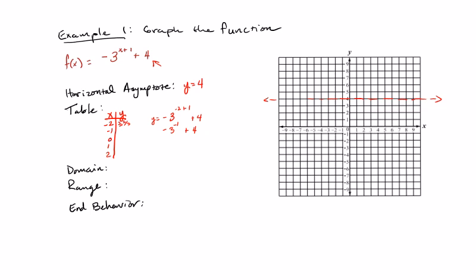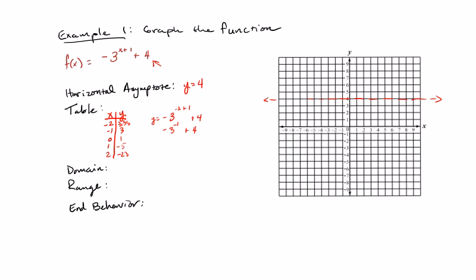If I plug in -1, that would be 0. Anything to the 0 power is 1, but then apply the negative. So that'll be -1. And then plus 4 is 3. And then if I plug in 0, that's going to be 3 to the first power, which is 3. Apply the negative, and then plus 4, so it's 1. Plug in 1, that's going to be 9, negative, and then -5. If I do 2, that's going to be -27 plus 4 is -23. I'm probably not going to plot that last point.